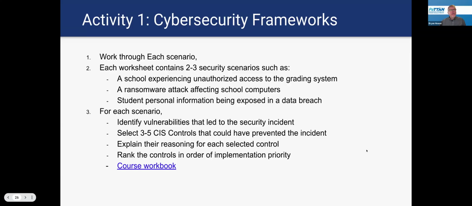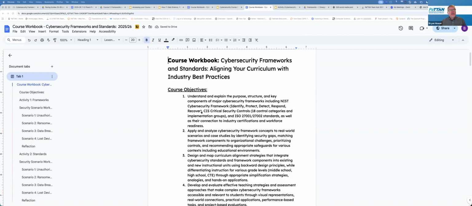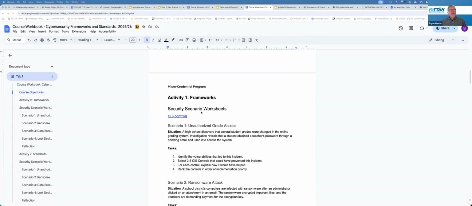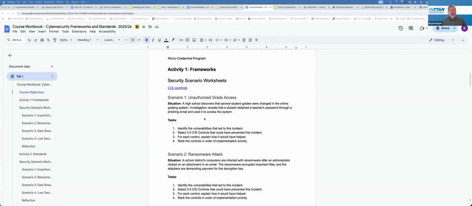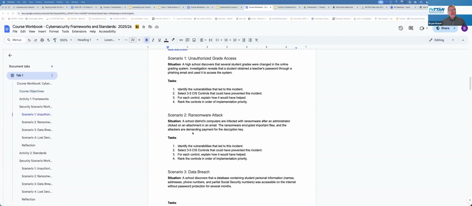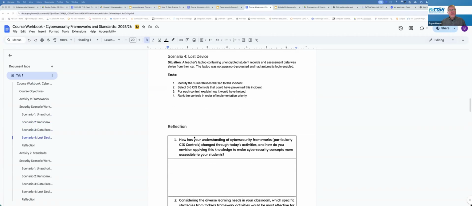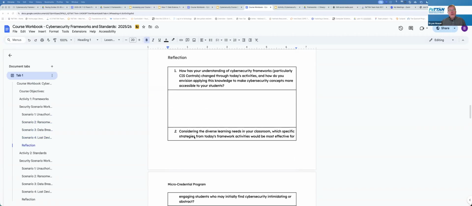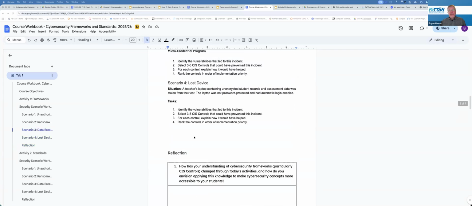Now, this is all found in the course workbook, and I will show this to you so you have an idea of what we're working with. This is the course workbook. These are the objectives, but here is activity 1. I have a link to the SIS controls, and underneath here's a scenario, and then here's what you have to do for each. There are 4 scenarios, and then there are reflection questions that tie into how you might look at this with your students. So this is activity 1.